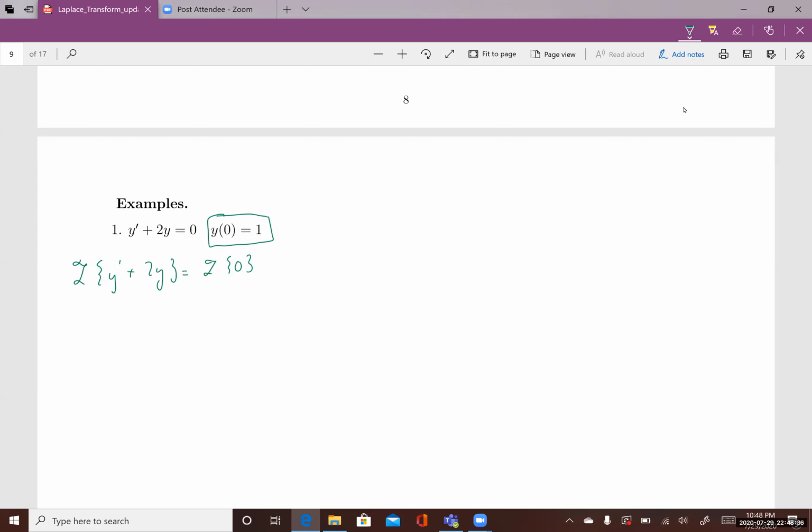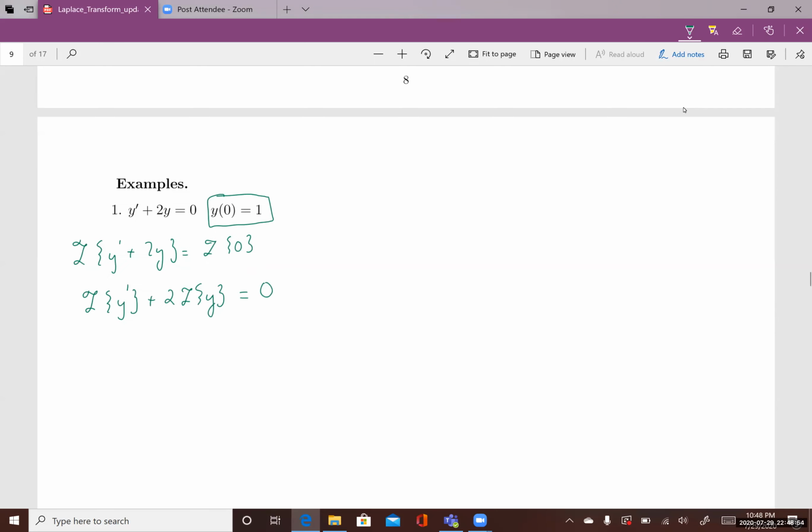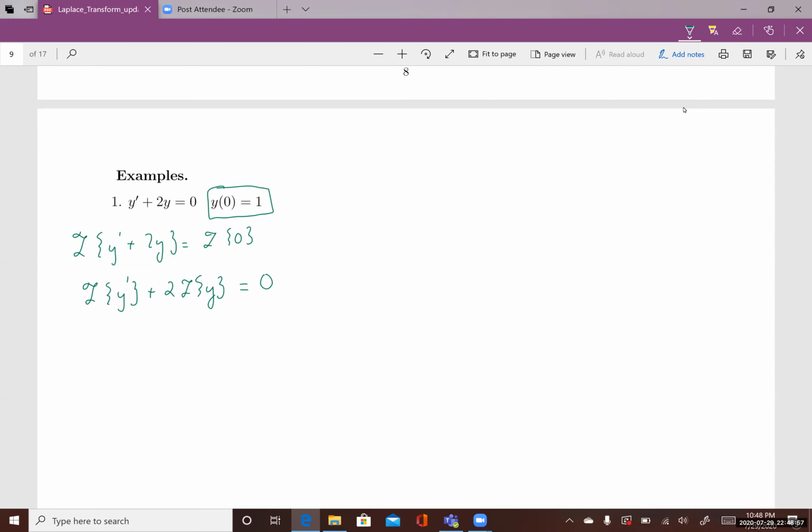Okay. And we know that the Laplace transform has linearity, so we can break this into two different Laplace transforms in terms of y prime and y. And the Laplace transform of 0 should be 0. Then using the definitions, we know that the Laplace transform of y prime will be s times the Laplace transform of y minus f of 0, and in this case, f of 0 is 1, plus 2 times the Laplace transform of y equals 0.